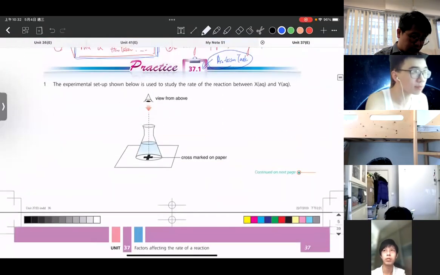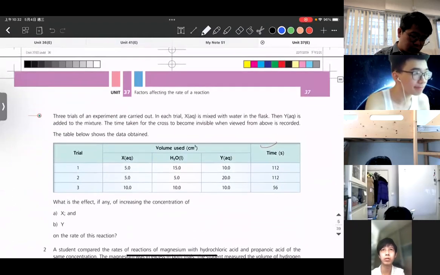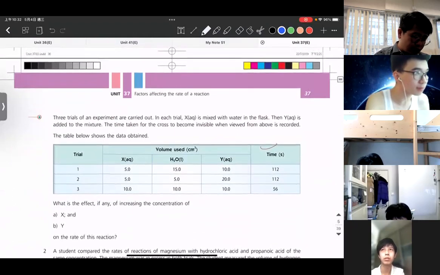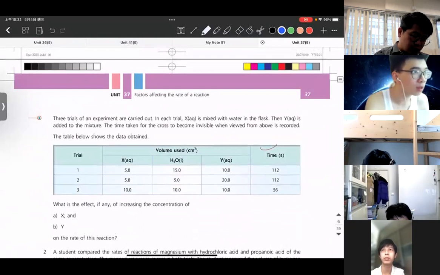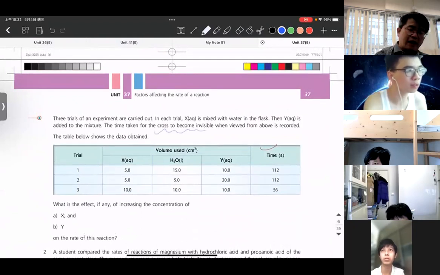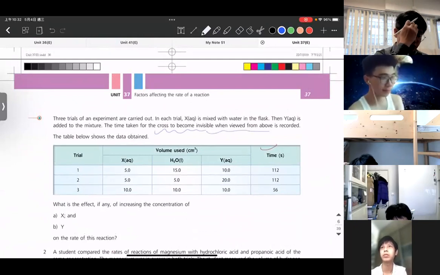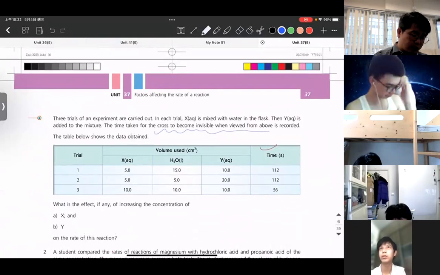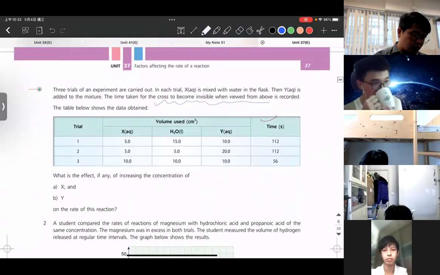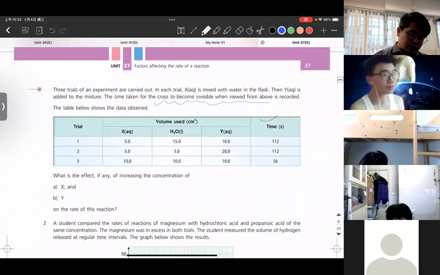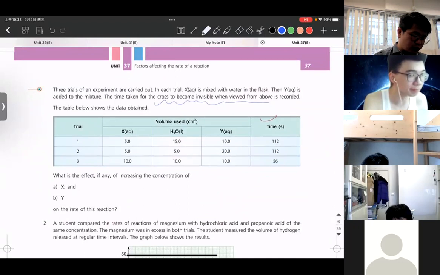So you are going to have this reaction again between X and Y, while when X and Y is added, the cross will start to become blur and finally become totally invisible when viewed from the above. So you are going to mark the time when the mark cross to be blotted out. And here comes the trial 1, 2, 3 with different volumes of X and Y and with different time. Of course, volume of water will also be considered.